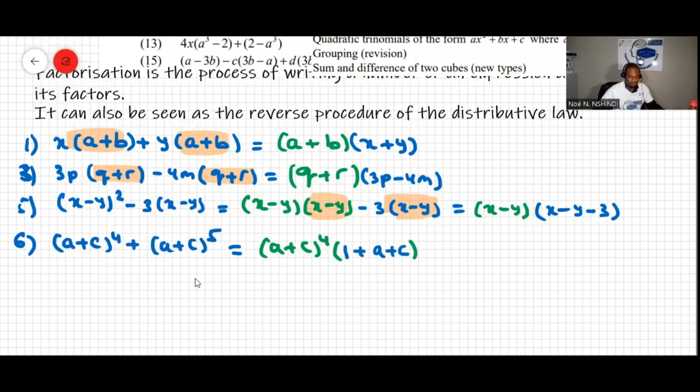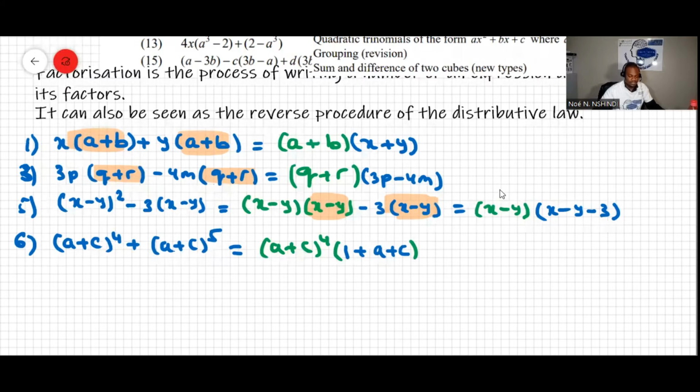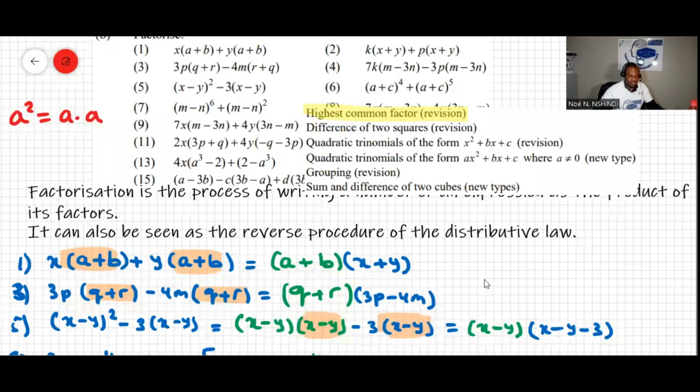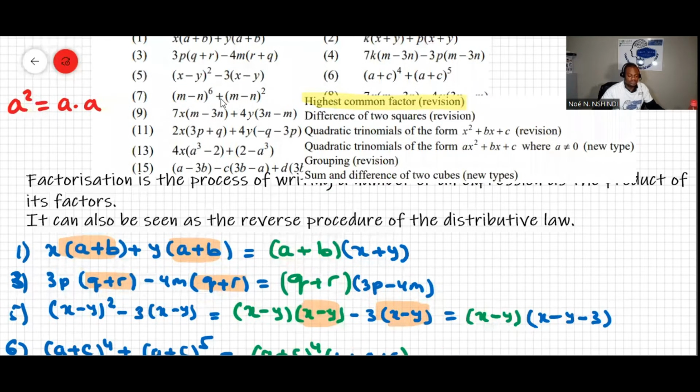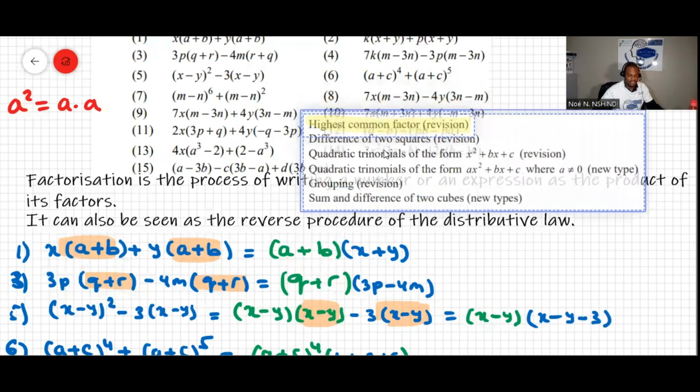You can try it yourself. If you multiply a plus c to the power of 4 times 1, you will retrieve a plus c to the power of 4. And if you do a plus c all to the power of 4 times a plus c, that makes a plus c to the power of 5. Now, let's see question 7. I'll leave question 7 for you to practice, and then question 8.